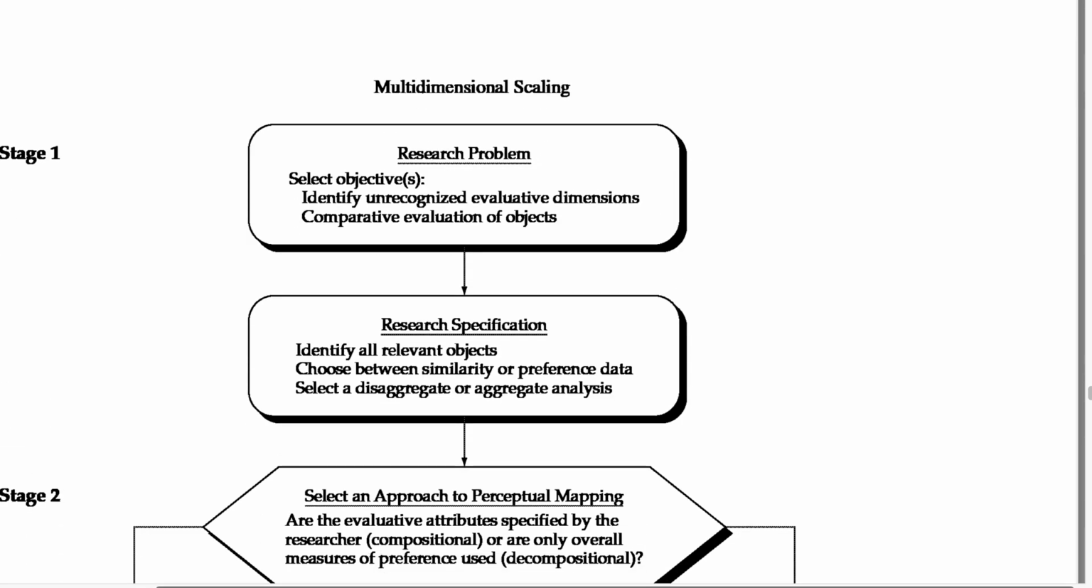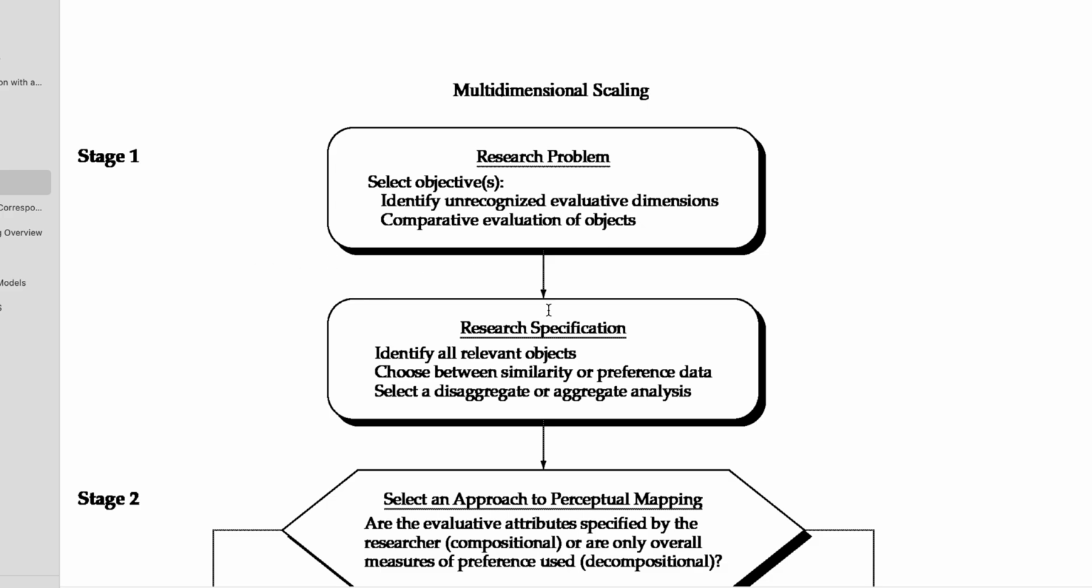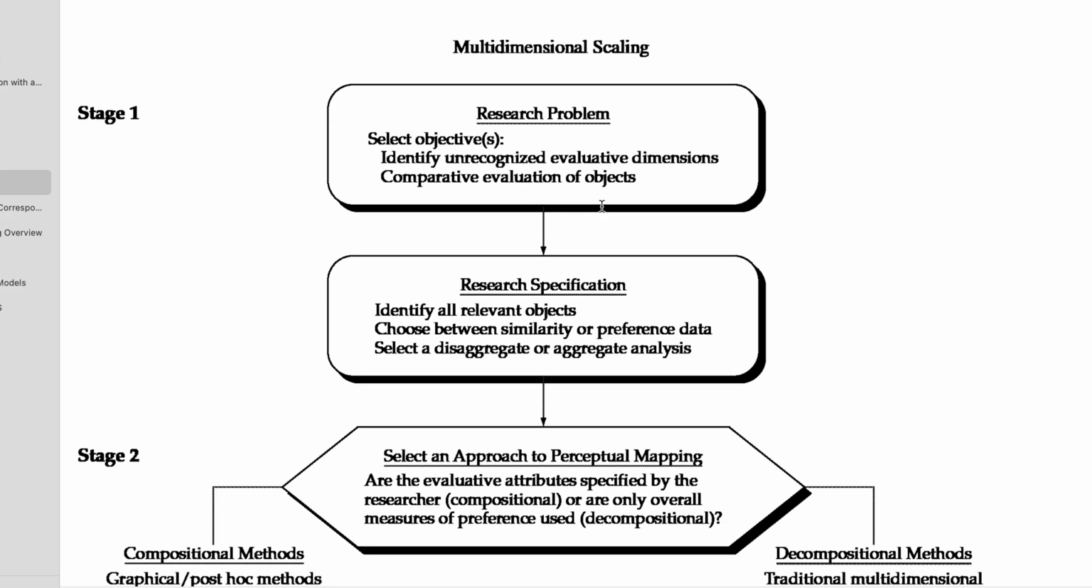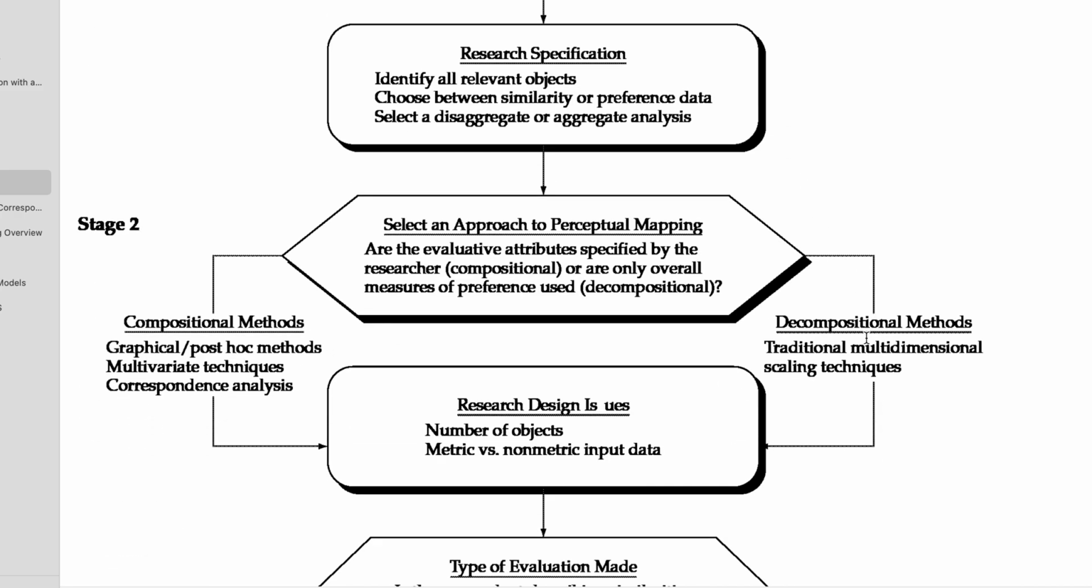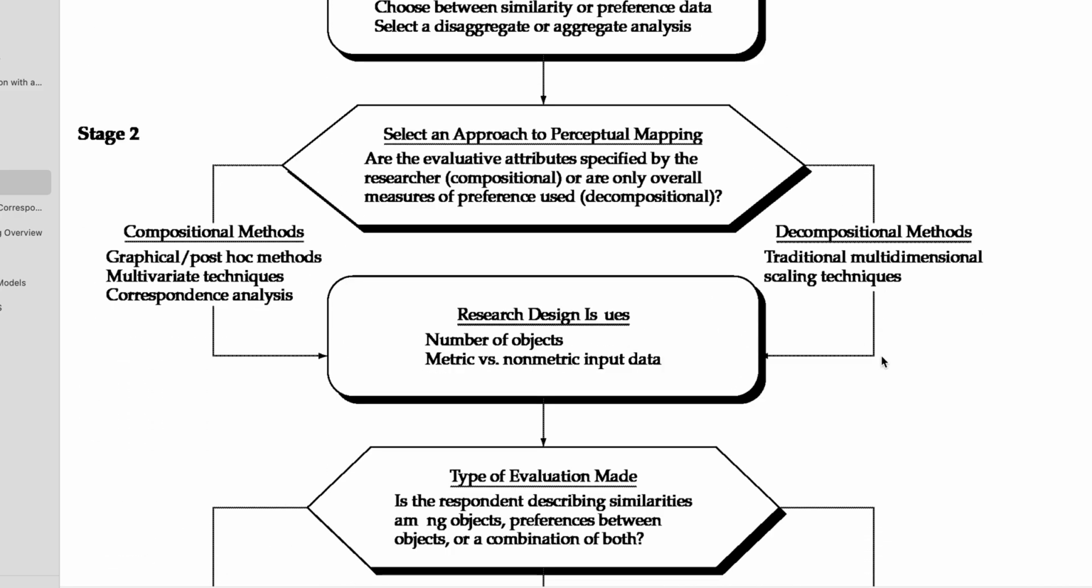Here are the stages of multidimensional scaling. Stage 1 represents the research problem: select the objective, identify the unrecognized evaluative dimensions, comparative evaluation and objective. Then the research specification: identify all relevant objects, choose between similarity or preferences data, select a disaggregate or aggregate analysis. Step 2, select an approach to perceptual mapping.